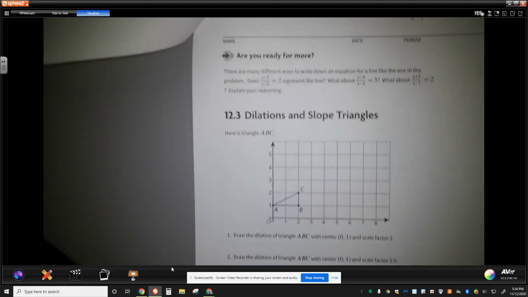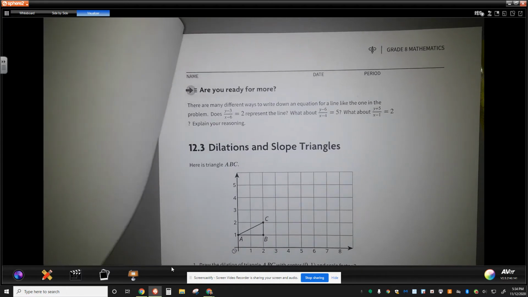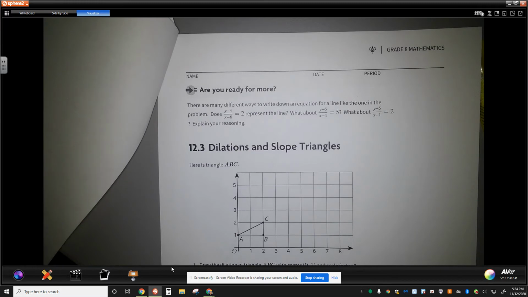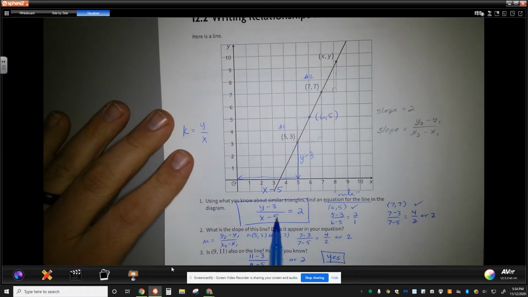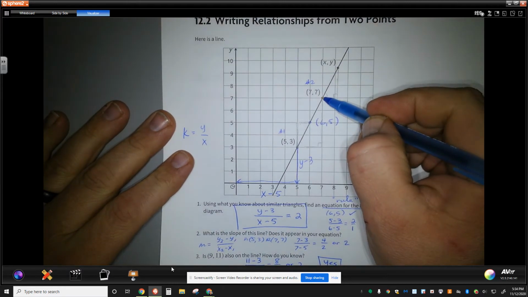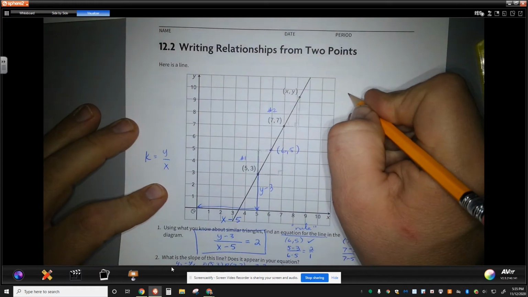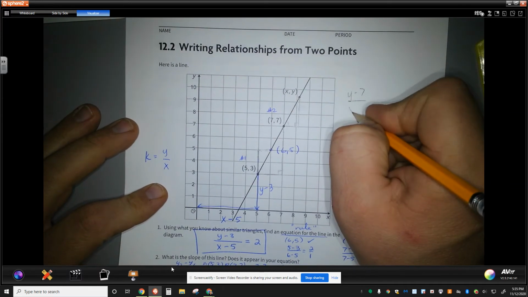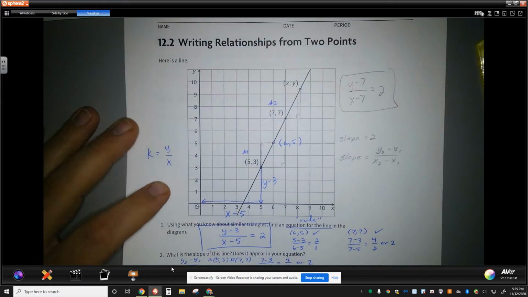So let's try something. It says there's many different ways to write down an equation for a line like the one in the previous problem. So with this one right here, there's actually a lot of different ways that we can write this rule. I could have used this point over here of 7, 7 and written my rule as y minus 7 divided by x minus 7 equals 2. That's another possibility, and that's okay.